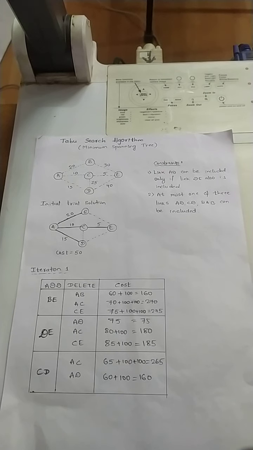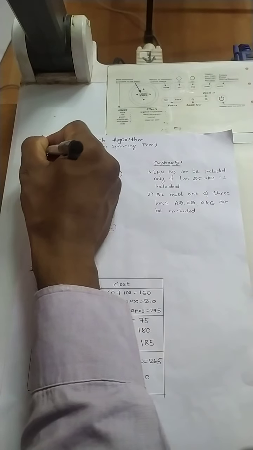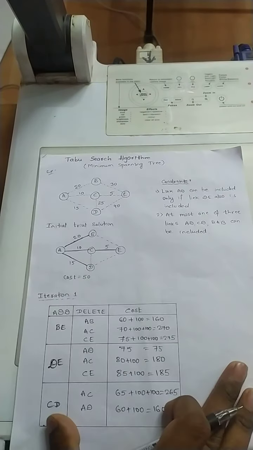In this video, I am going to explain the tabu search algorithm. The example for this will be the minimum spanning tree. First, let us try to understand what a minimum spanning tree is.